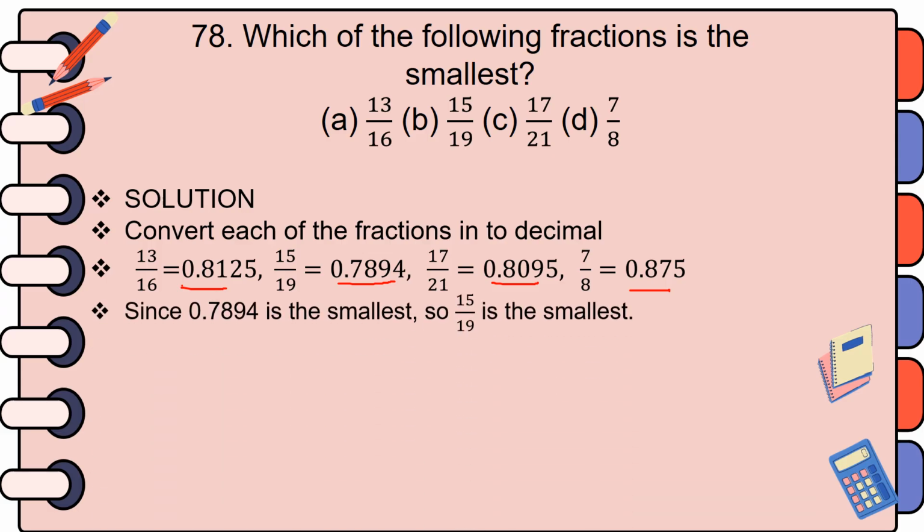Then among these decimals, 0.7894 is the smallest one. Among the other decimals, 0.7894 is the least one, and the fraction associated with 0.7894 is 15 over 19. So the smallest fraction is 15 over 19, or your answer for this question is choice B.